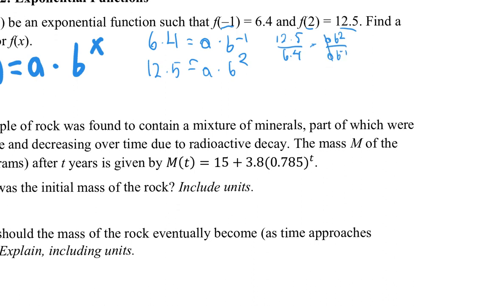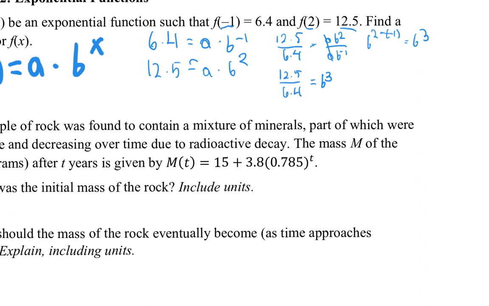Those a's cancel. When you have two things with the same base divided by each other, you can just subtract the exponents. So it's going to be b to the 2 minus negative 1. 2 minus minus 1 is going to become 2 plus 1, which will be b to the third. So we get 12.5 over 6.4 equals b to the third.